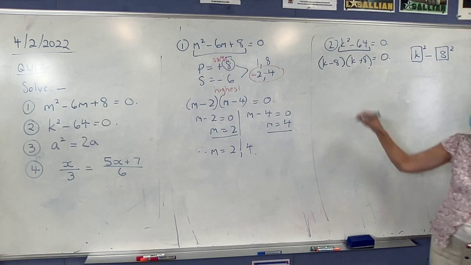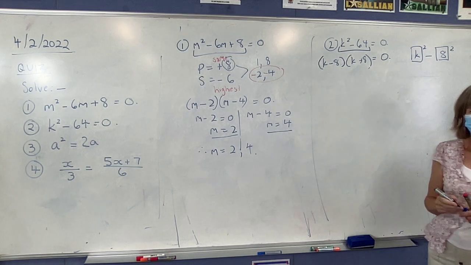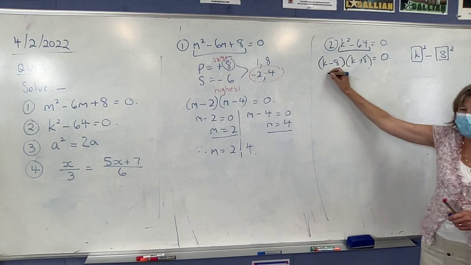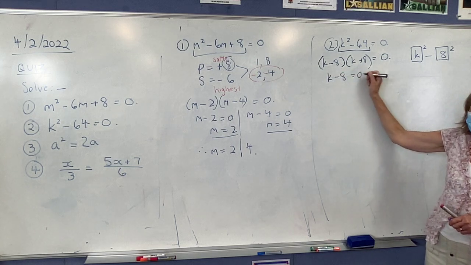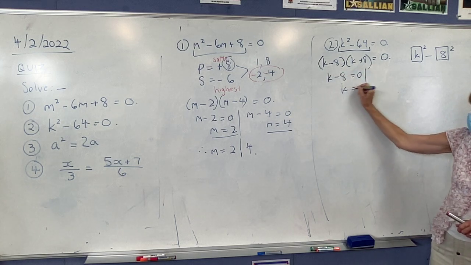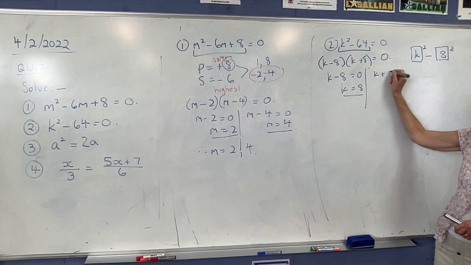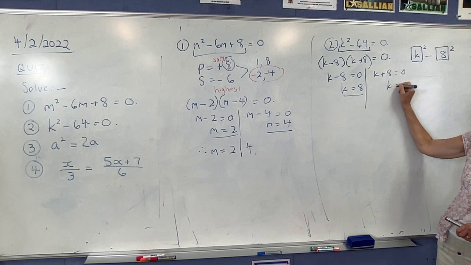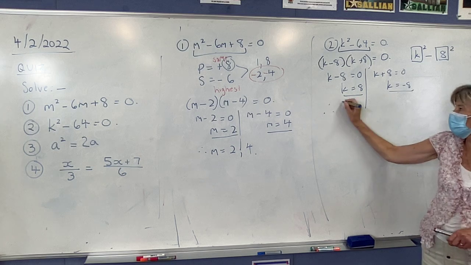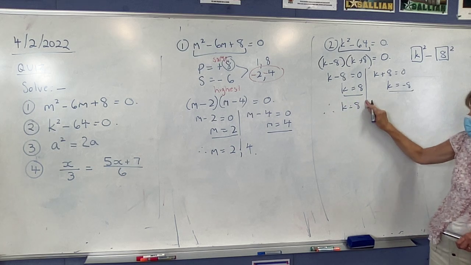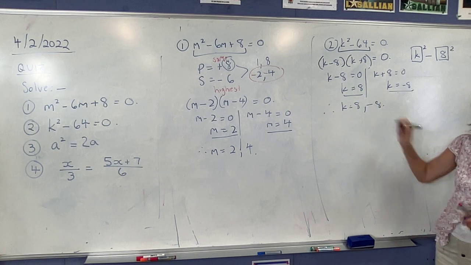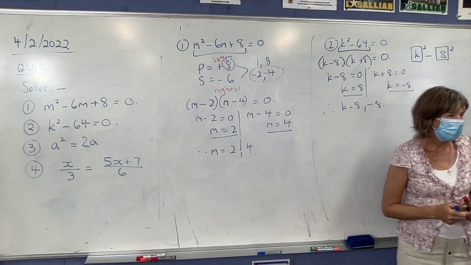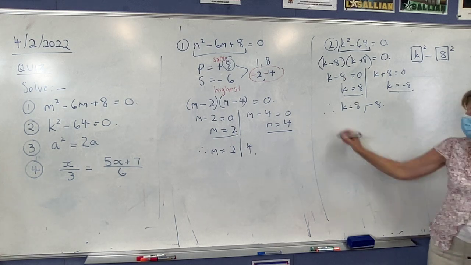All right, Adrian, continue. K minus 8 equals 0. Yep. K equals 8. K plus 8 equals 0. K equals -8. Good. So you end up with your two answers, k equals 8 and -8. Any questions so far? All right, number 3, Noah.